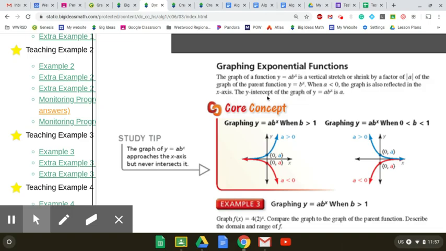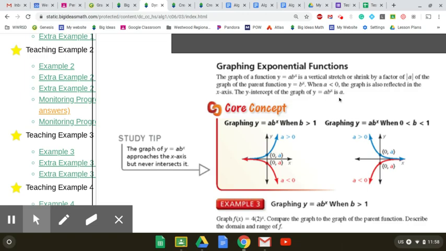Something else we can talk about is the y-intercept of the graph. The y-intercept of y equals a times b to the x is just the a value, whatever the number is in front, being multiplied by b to the x. Because imagine if I plugged in 0 into this equation for x. This would be b to the 0 power. Anything to the 0 power is just 1, and 1 times a is a.